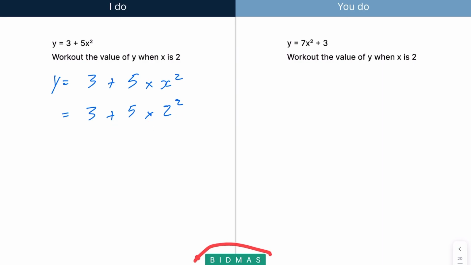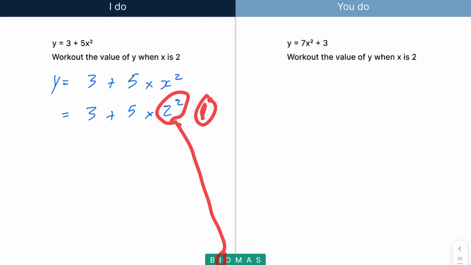So if I look at BIDMAS, this is going to tell me what I need to do first. According to BIDMAS, we work this way: the most important thing is what's on the left, and the least important thing is what's on the right. So if I look along this, I can see I stands for indices. That is that. So I'm going to do the indices first. That's the first thing I'm going to do.